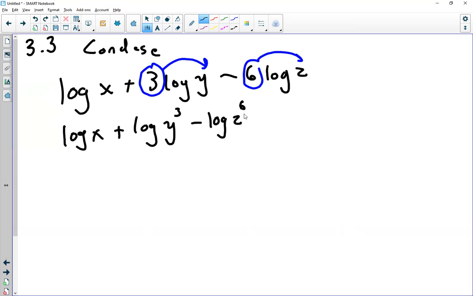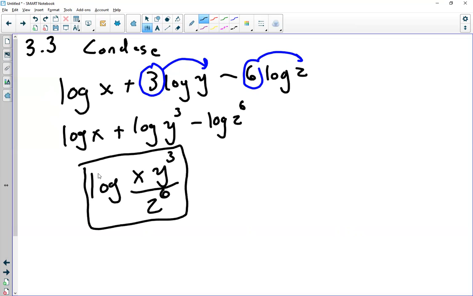Let's keep going. So then we have a plus sign here. That means we're going to multiply it. So that's x times y to the 3rd. While we have a minus sign here, that means we're going to divide it by z to the 6th. As long as it condenses down to this fraction, that's fine. It has to be that fraction, or you could put y to the 3rd times x if you want to do it like that, but otherwise it would be that fraction.